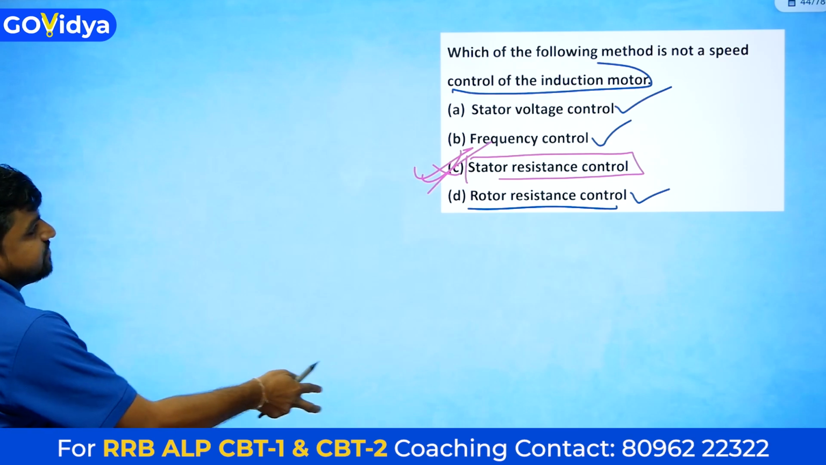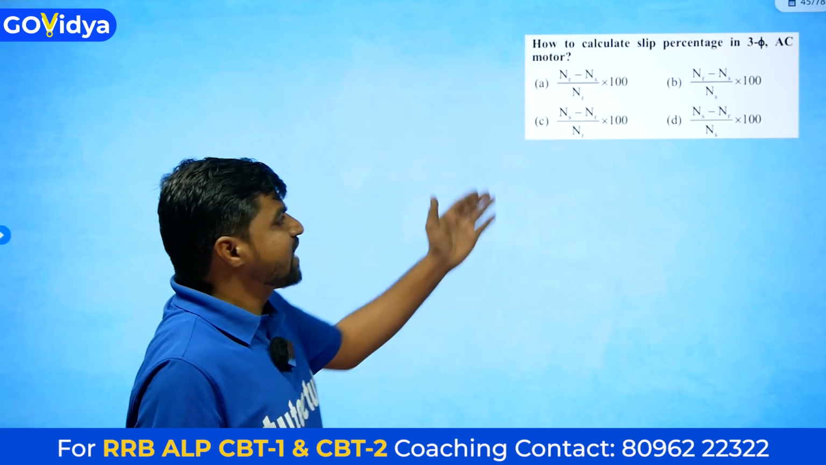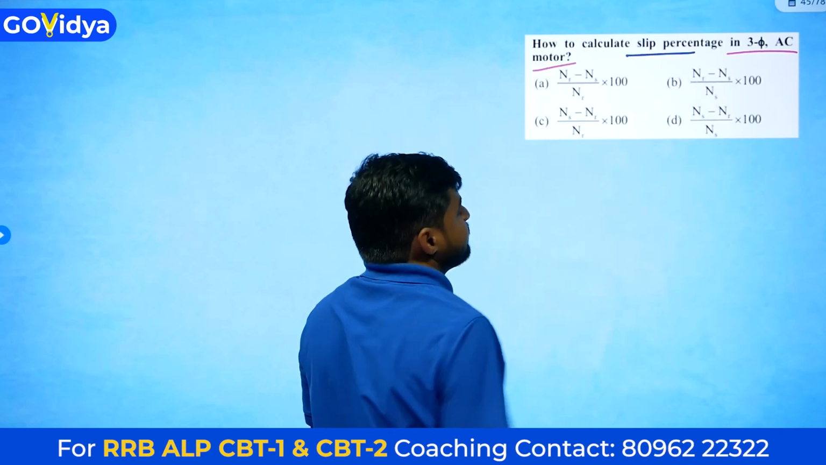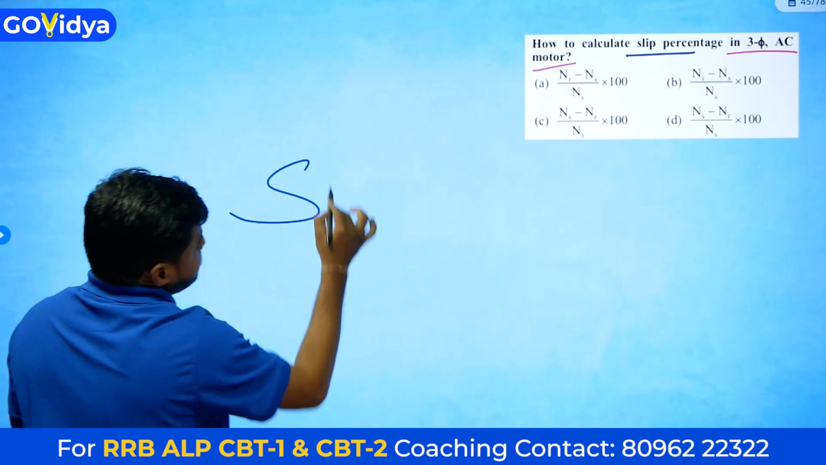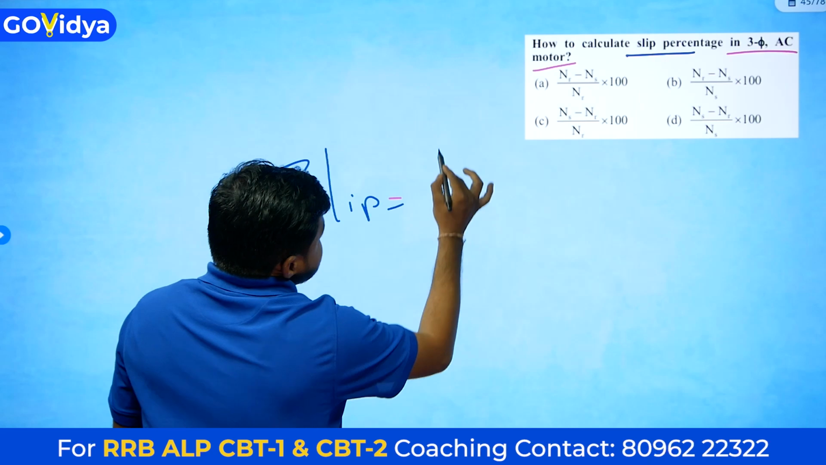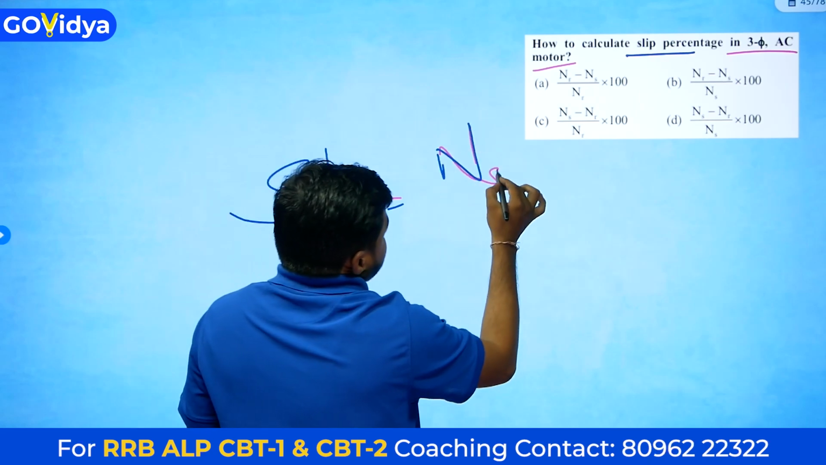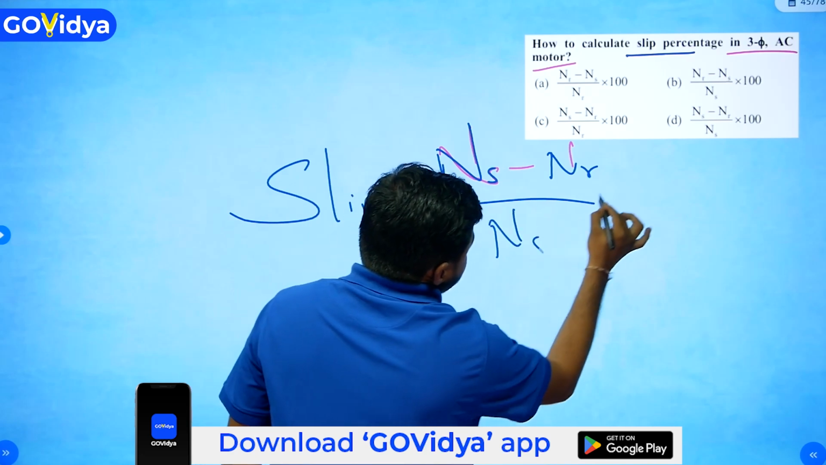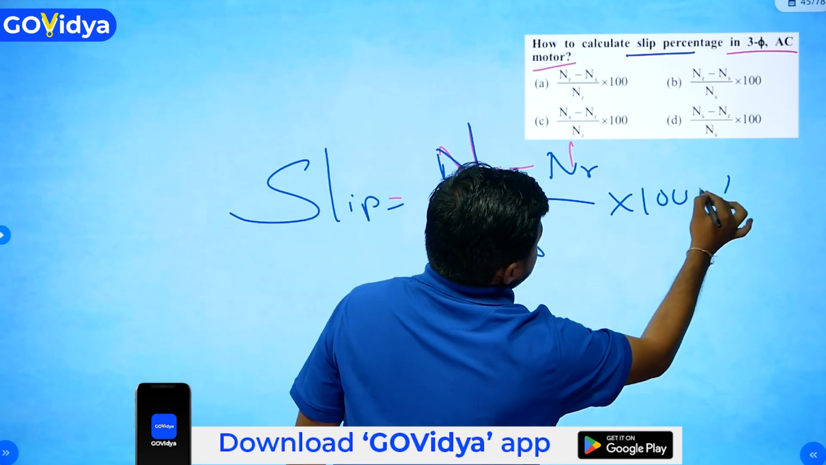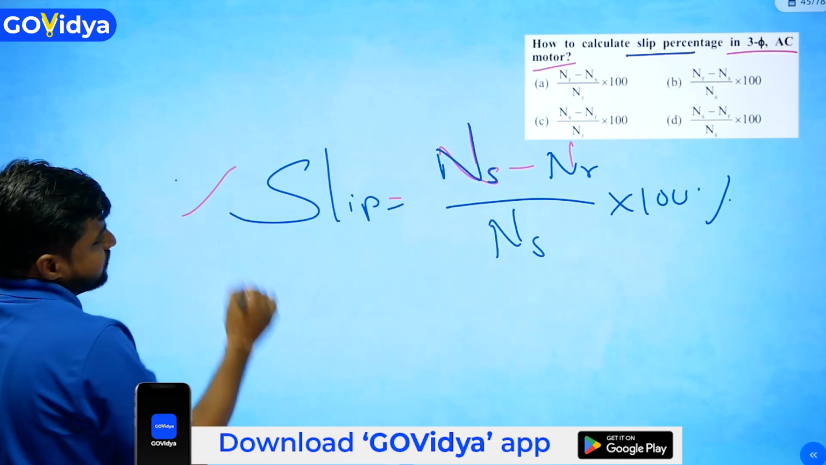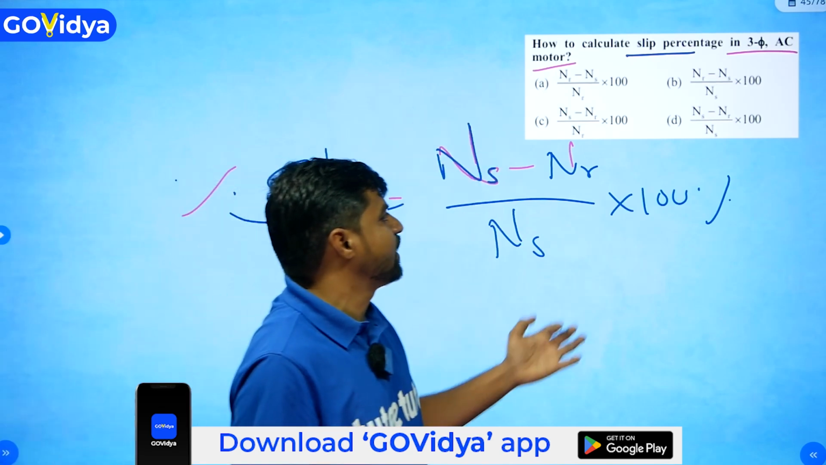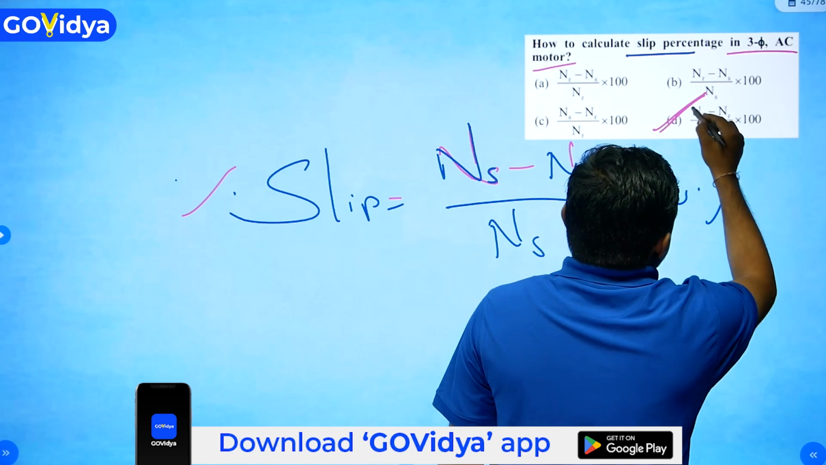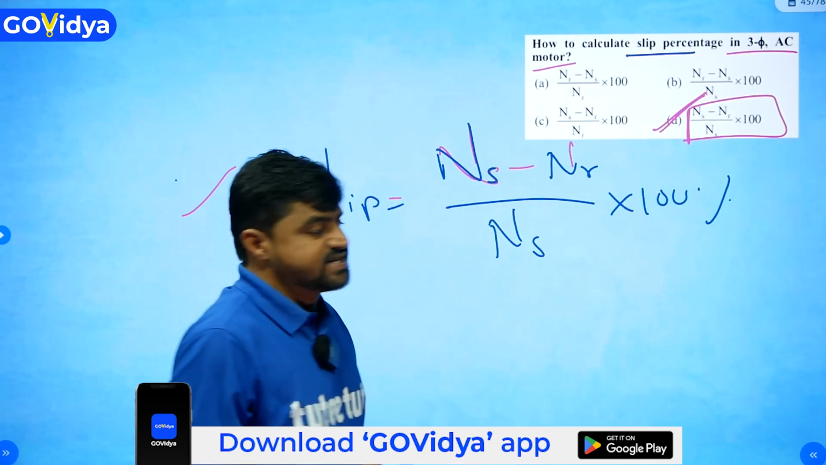Next question, how to calculate slip percentage in a 3-phase AC motor? Okay, slip formula. Slip is equal to synchronous speed minus rotor speed by synchronous speed into 100%. That is slip percentage, Ns minus Nr by Ns into 100. From the options, option D is the correct answer.